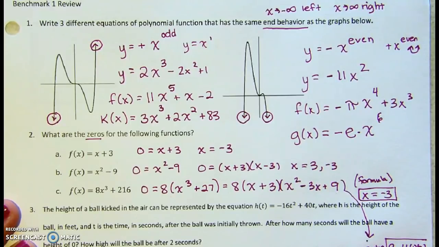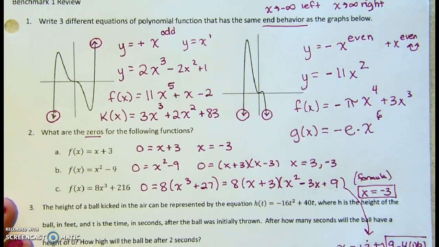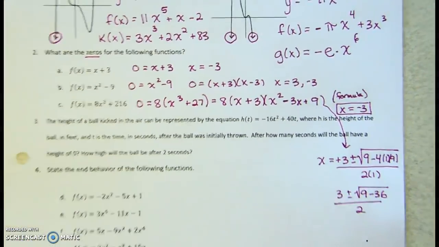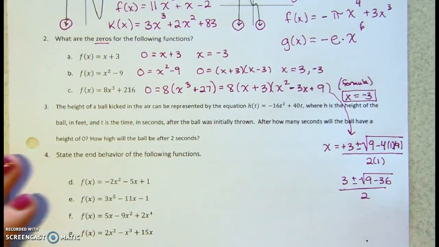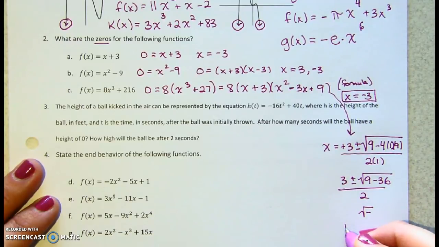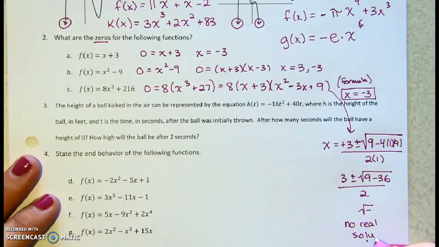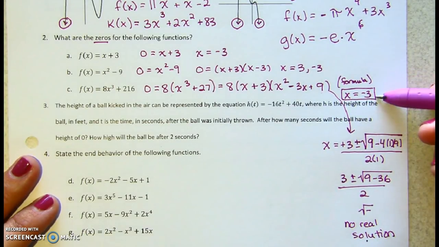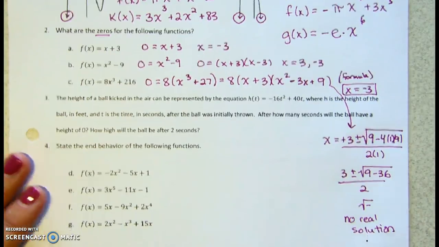9 minus 4 times 9. That would be 9 minus 36. Is that going to be positive or negative? Oh, I am off the page. I'm sorry about that, you guys. There you go. Do you see how you get a negative under the square root? So that means no real solution. All that work and only this was the answer? Yeah, that's it. All right, let's go to number 3.